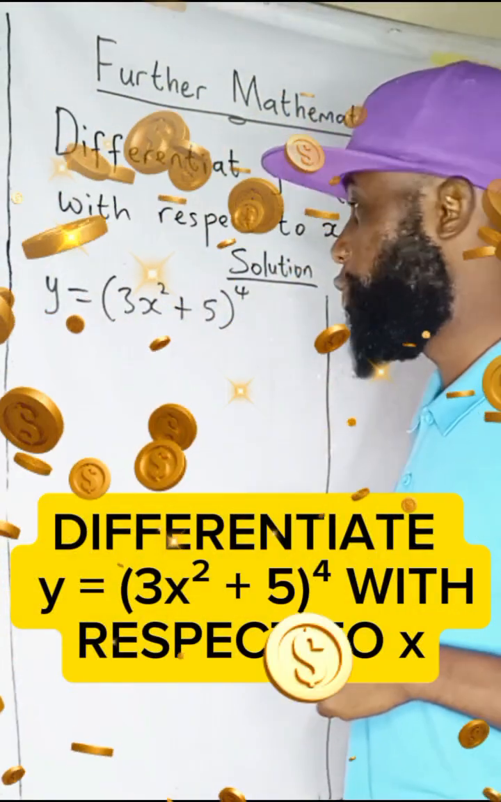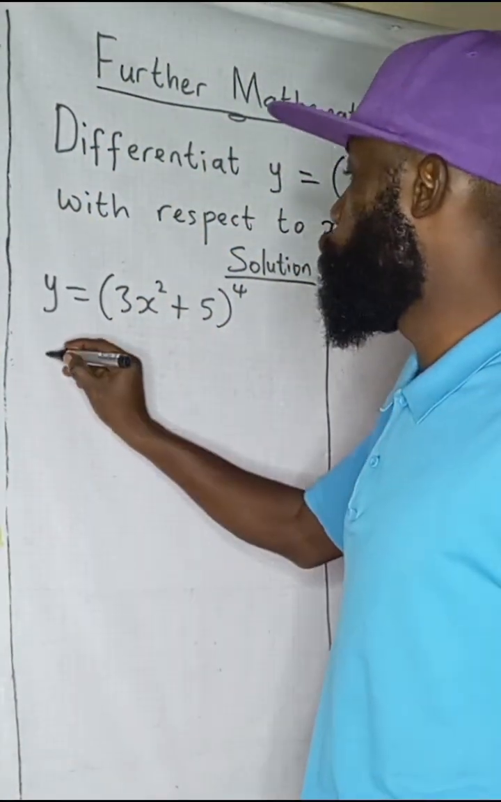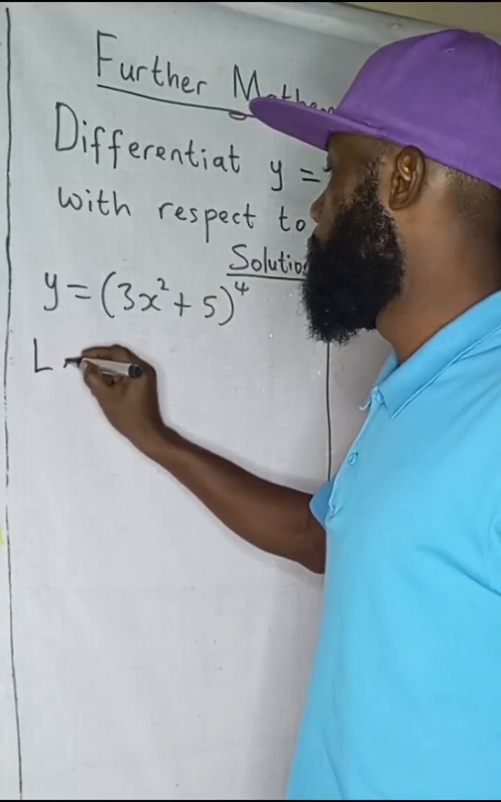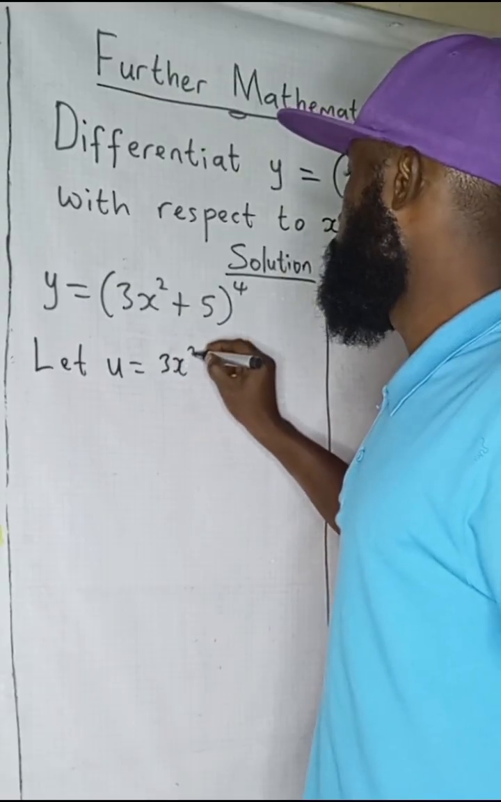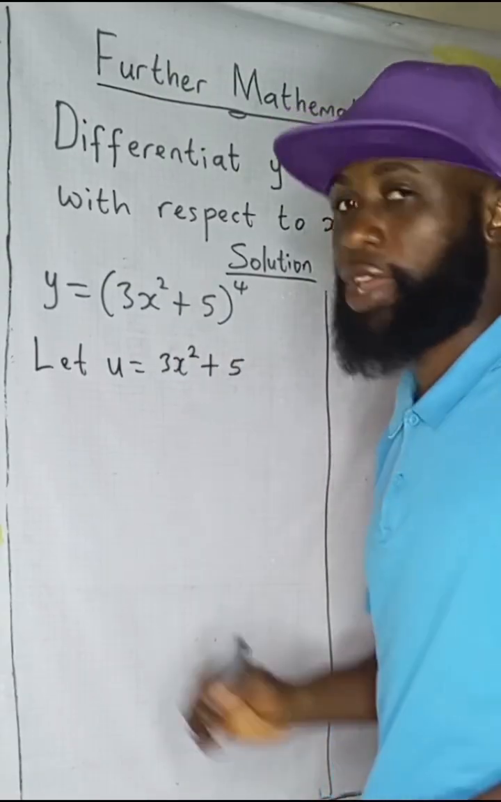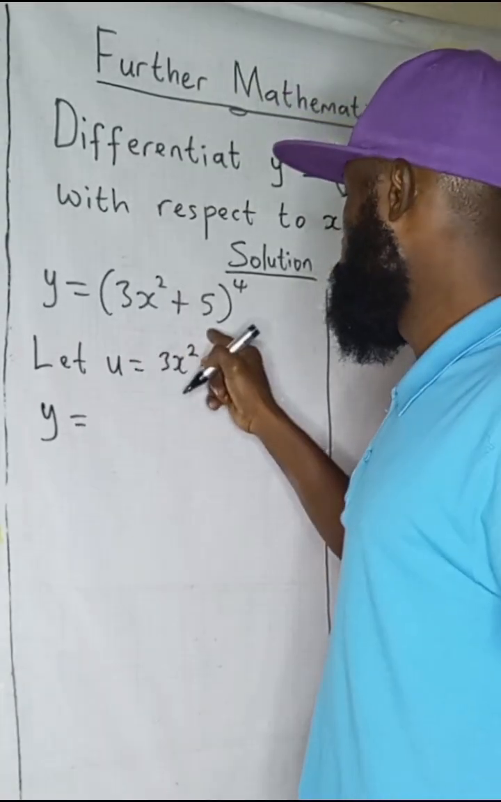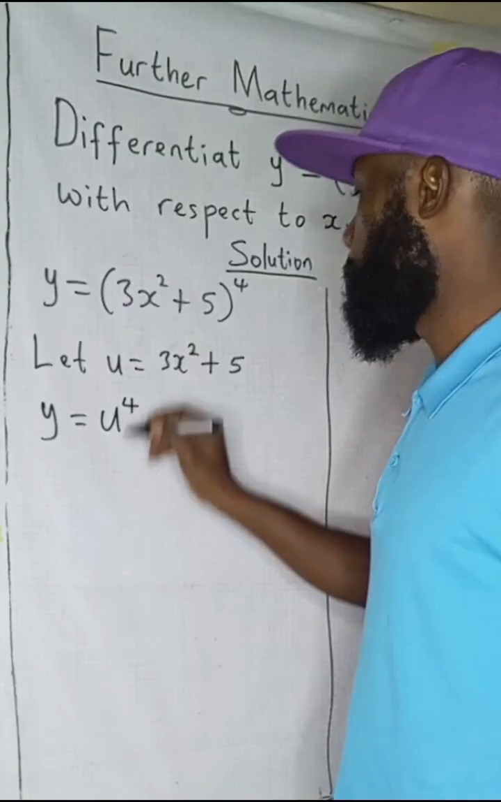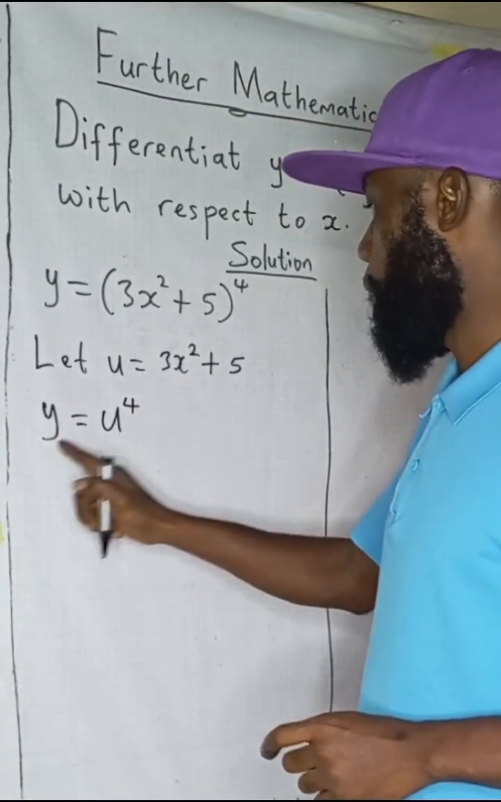We are going to differentiate the function we have here. So let's call the expression here u. So let u be 3x squared plus 5. That will mean that y is u to the power of 4. So to have u being this and y being this.